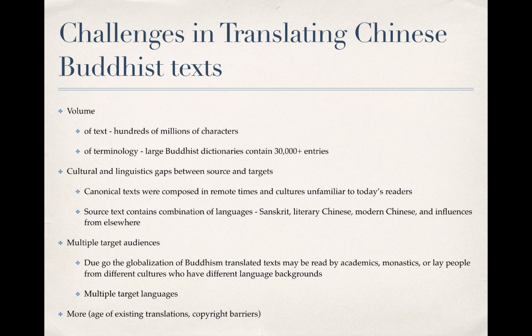Two of the large Chinese Buddhist dictionaries contain over 30,000 entries. The Foguang Dictionary of Buddhism contains around 35,000 entries, and the Ding Fubao Dictionary also contains about 30,000 entries. And these two sets of 30,000-plus entries are not the same, so there are more than 30,000 in total.